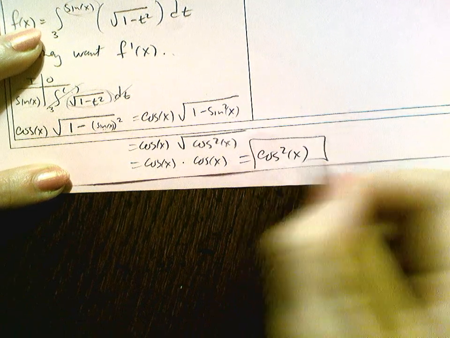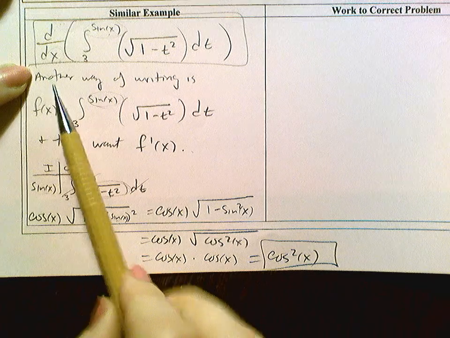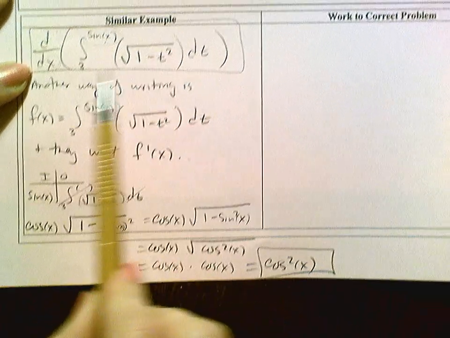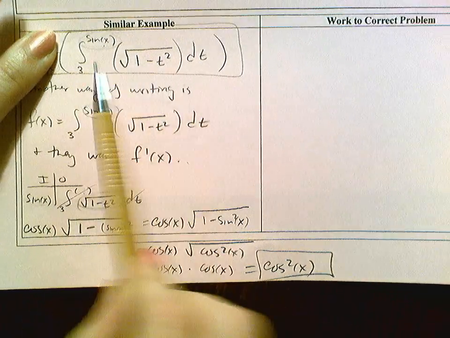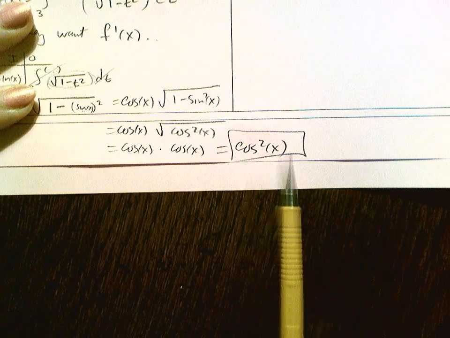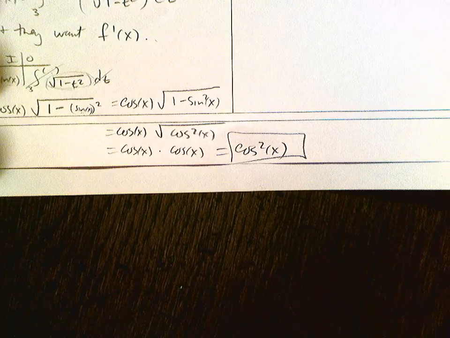Yeah, that's cool. So the derivative of this really crazy looking function up here, its derivative is just cosine squared. That's neat. And I made that up. So off the top of my head, I didn't know it was going to come out that nice.